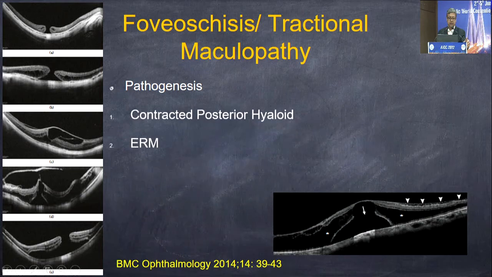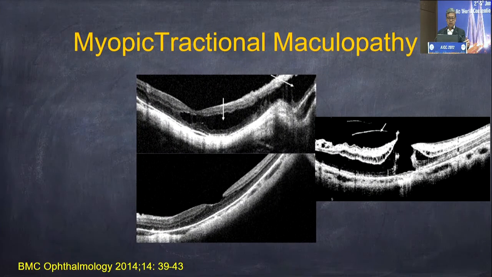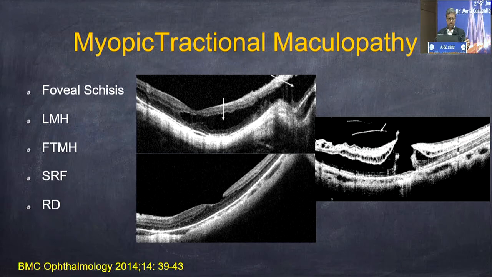Pathogenesis may be due to the contraction of the posterior hyaloid, or epiretinal membrane formation may be the cause of tractional maculopathy, or it may be retinal vascular traction, where the small retinal vessels cause traction and give rise to schisis formation. Rigidity of the ILM is another point, and posterior staphyloma is another point that leads to the development of foveal schisis traction maculopathy. It can lead to foveal schisis, lamellar macular hole formation, full thickness macular hole formation, subretinal fluid formation, or complete retinal detachment.